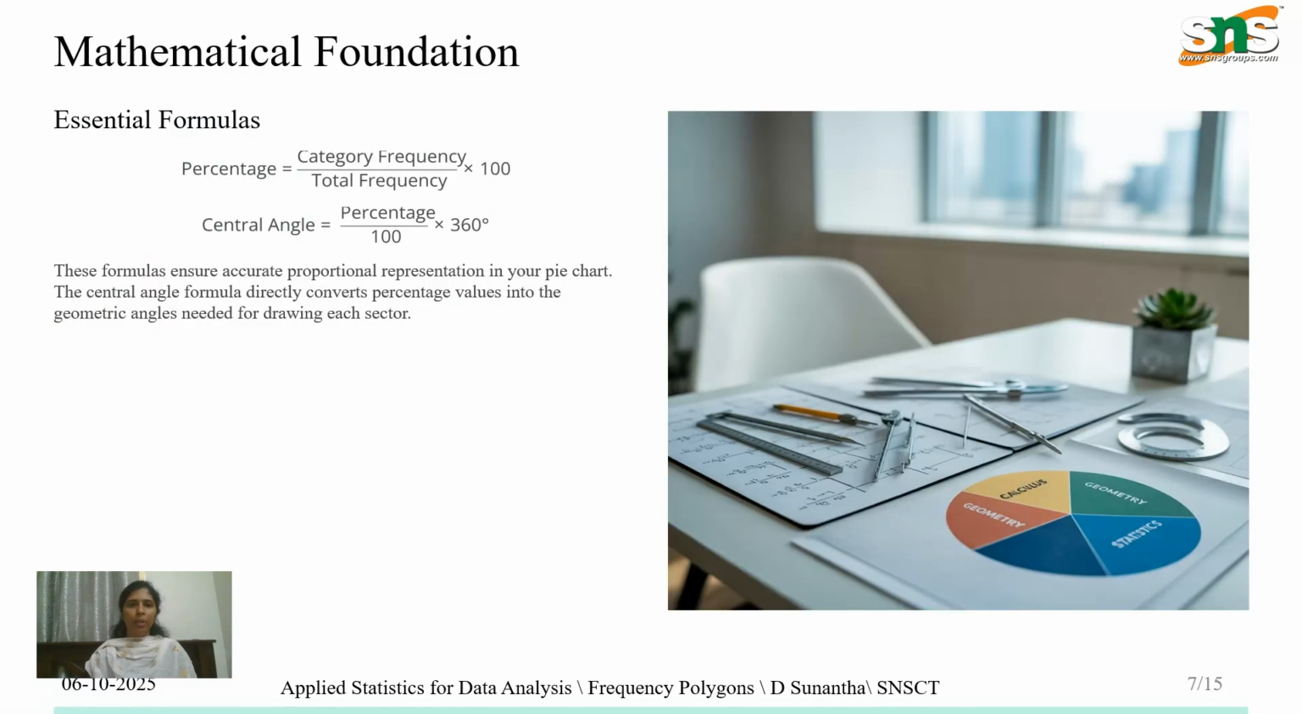Next is the mathematical formulation. This is the formula which we use to convert the raw data into percentage and that percentage into a degree format. Percentage equals category frequency divided by total frequency into 100, which is used to convert the raw data into a percentage form. After converting it into a percentage form, we divide it by 100 into 360 to get an angle, that is degree format, which can be incorporated in a pie chart.